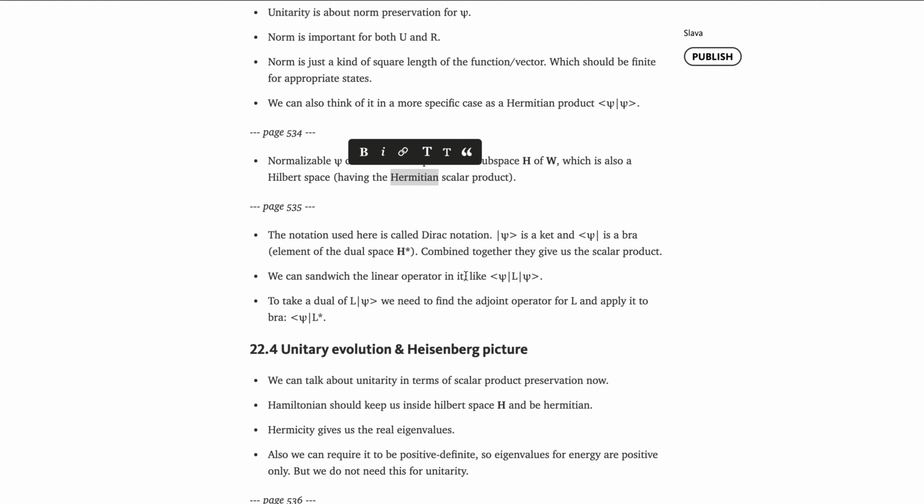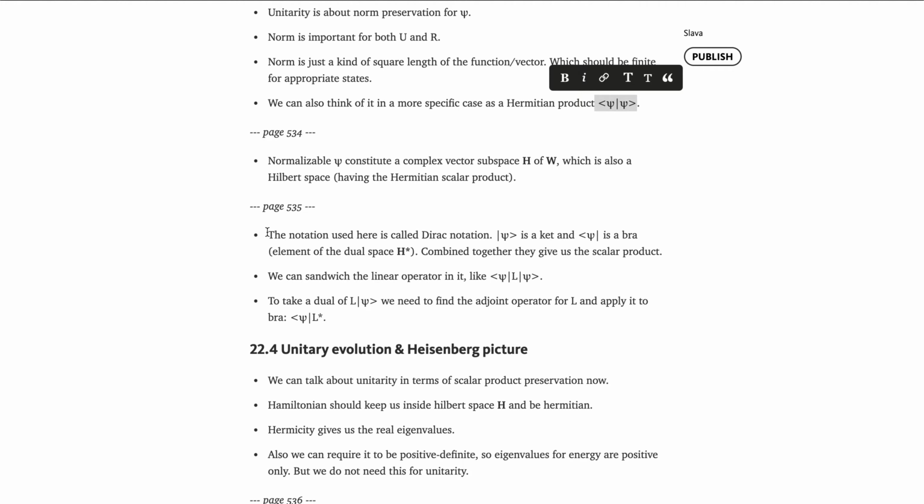And you can observe on page 534 some properties of that scalar product, like linearity in one argument and antilinearity in the other with complex conjugation there, and also positivity for the psi scalar product. And that psi scalar product would be equal to 0 only in case psi is the 0 wave function.